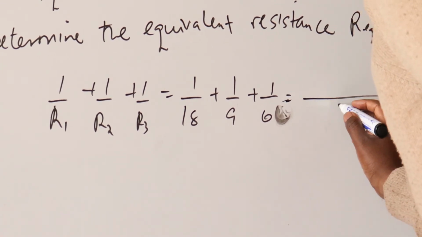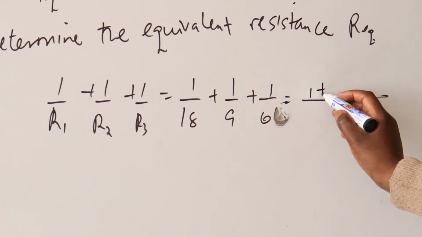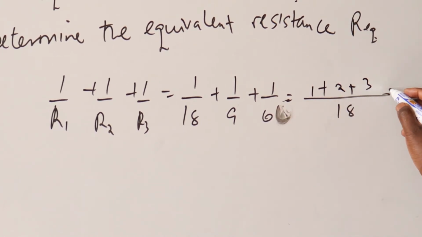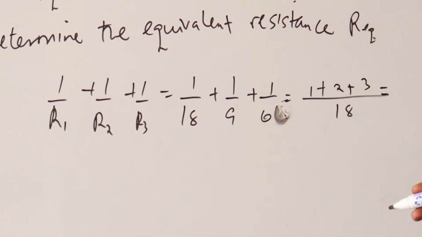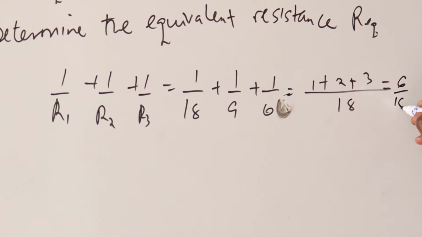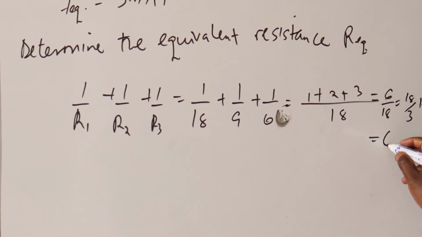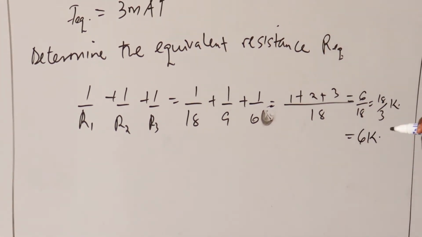The LCM here is 18. This is 1 plus 2 plus 3. And this is supposed to give us 6 over 18. It's supposed to be 18 over 3K. This is supposed to be 6K as the equivalent value.